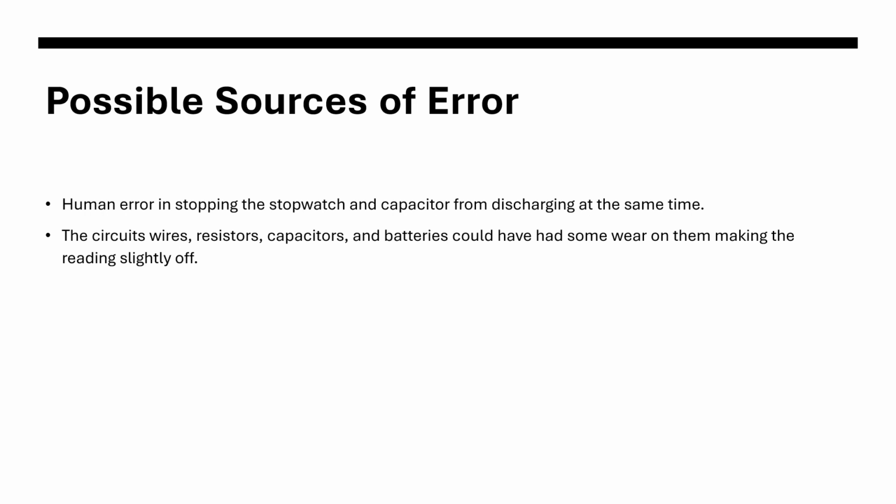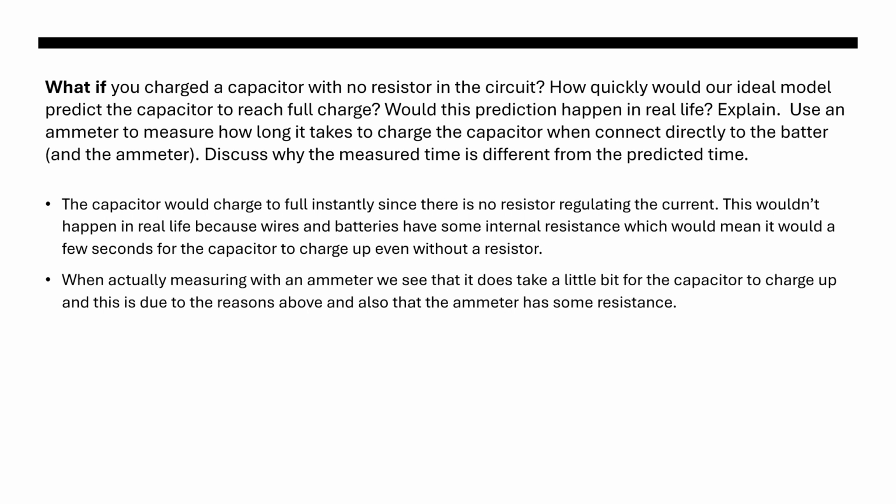For the answers to the what-if question, the capacitor would charge fully instantly since there is no resistor regulating the current. This wouldn't happen in real life because the wires and batteries have some internal resistance, which would mean it would take a few seconds for the capacitor to charge up even without a resistor. When actually measuring with an ammeter, we see that it does take a little bit for the capacitor to charge up, and this is due to the reasons above and also that the ammeter has some resistance.